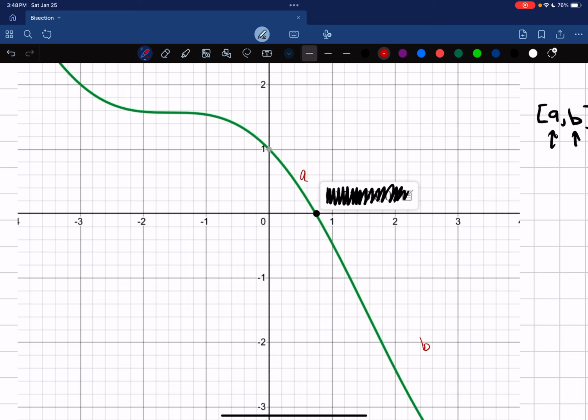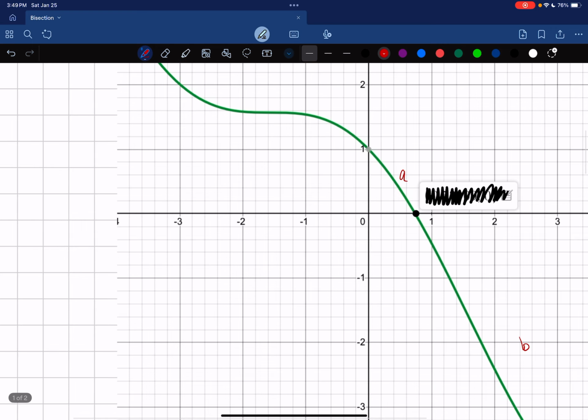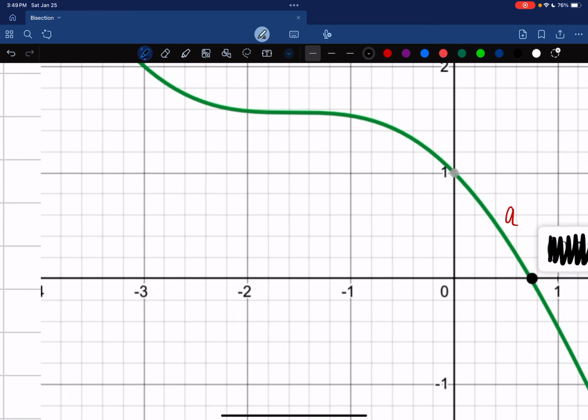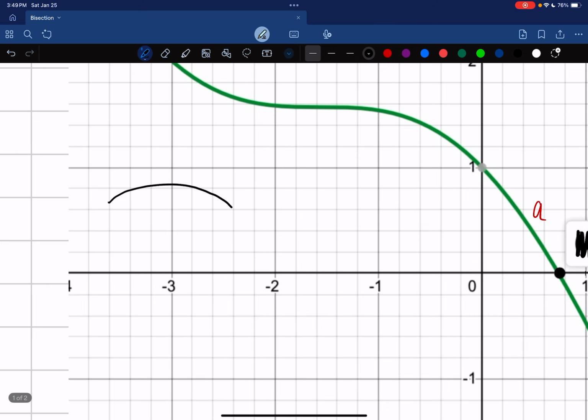Even for non-continuous functions, like I mentioned earlier, it will work if the function is continuous within the interval. So if I give you an example right here, if I have a function that goes like this, cuts off, starts here, and then it continues, you could still find the root using bisection, as long as you choose your interval to be here, where this section is continuous. So the whole function doesn't have to be continuous.